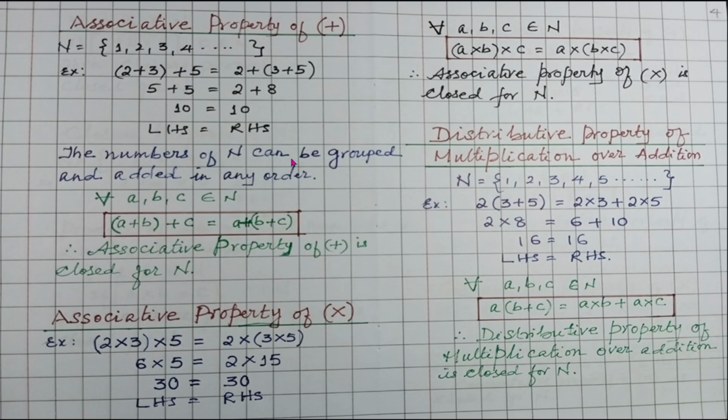The numbers of N can be grouped and added in any order. For all a, b, c belonging to N, (a plus b) plus c is equal to a plus (b plus c). Therefore, the associative property of addition is closed for the set of natural numbers.